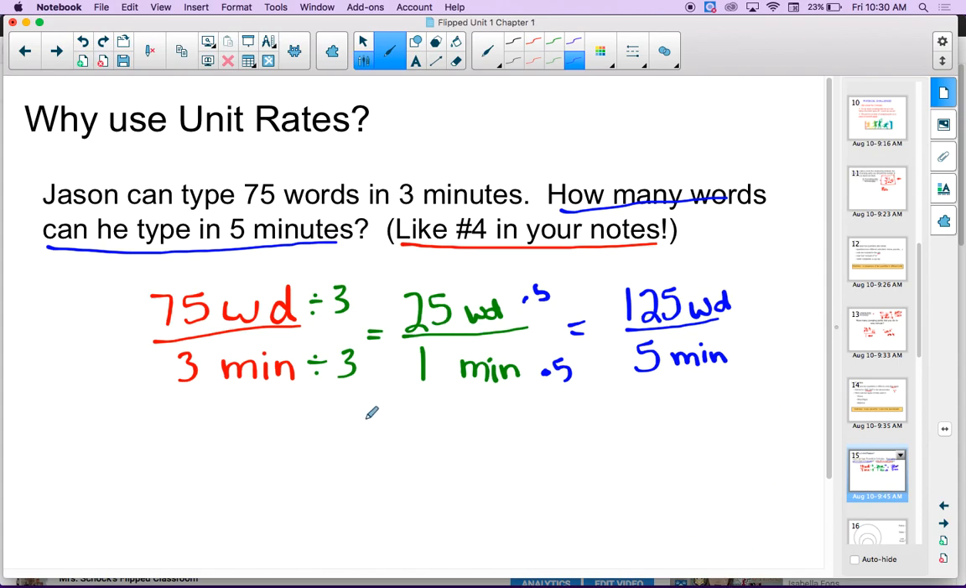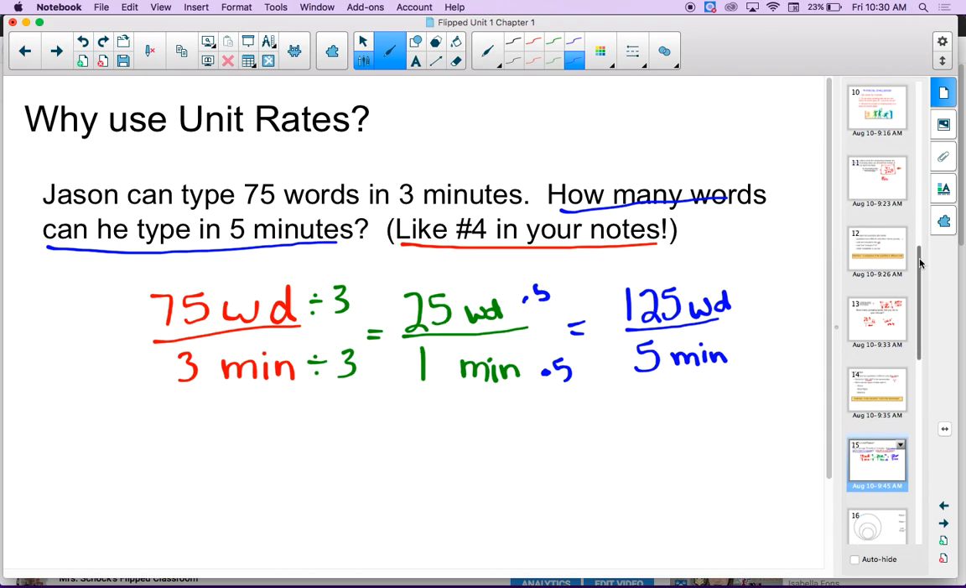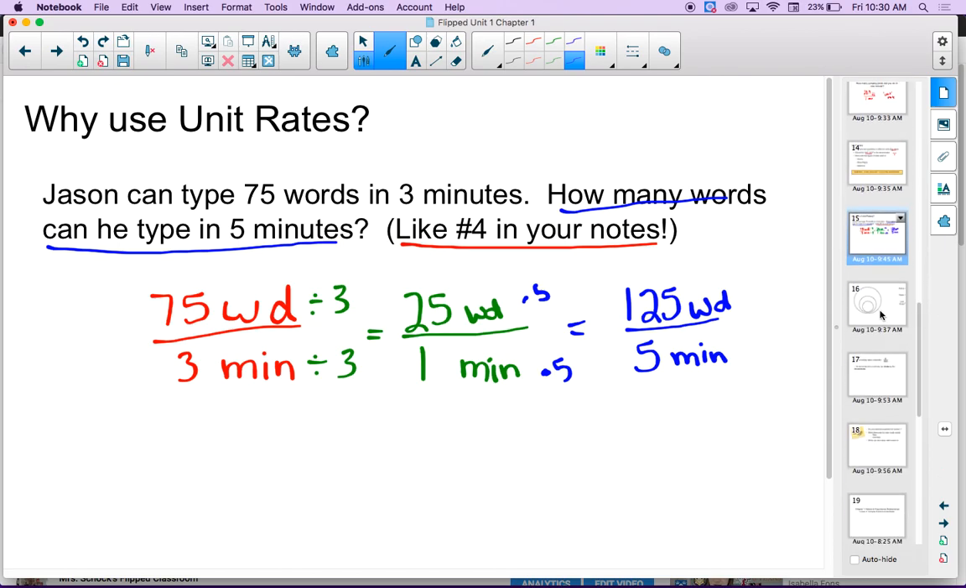Okay, so we were able to solve this problem by finding the unit rate first. Once we knew the unit rate, we could do a little multiplication to solve for the number of words in the question. Like I said, this is very much like number 4. So when you do number 4, look back at this problem if you need a little bit of help.